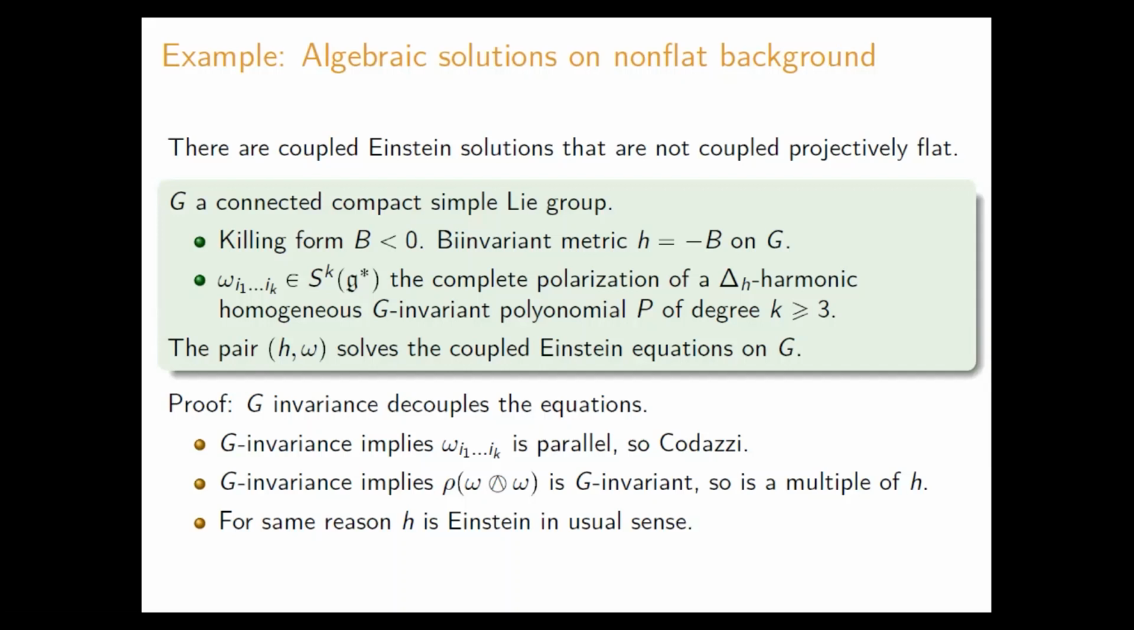And the proof that this solves these equations is very simple. Basically, the summary is that the G invariance decouples the equations. So this metric is already Einstein in its own right. And the Ricci trace of the Kulkarni-Nomizu product of this tensor with itself is G invariant. G invariant two-forms have to be multiples of h, and so both this and the Ricci tensor of h are multiples of h. And so their linear combinations are multiples of h, and that's what I need. The point is the G invariance of the polynomial implies that this polarization is necessarily parallel, and so in fact it's Codazzi as well. Anyway, the point is not to understand the example so much as that there is an example.